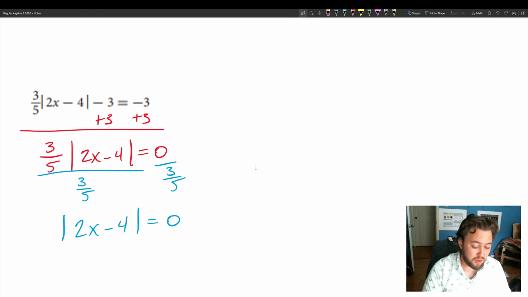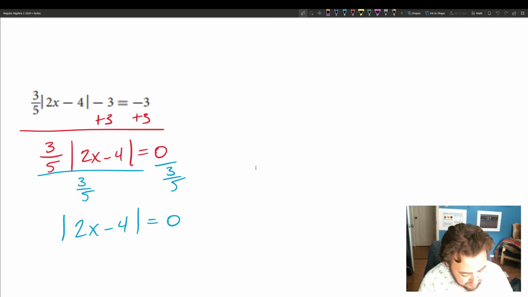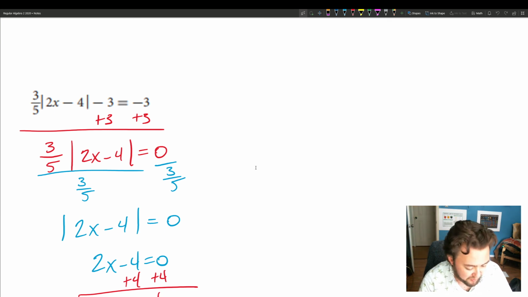Okay? Well, this is normally where we would take our equation and break it into the two pieces, but there's no such thing as positive and negative 0. There just is 0. So really we can just solve it like a normal equation. Let's go ahead and do that. 2x minus 4 equals 0. Okay, so we'll add 4 here to both sides and get 2x equals 4. Divide by 2 and get my solution as x equals 2.